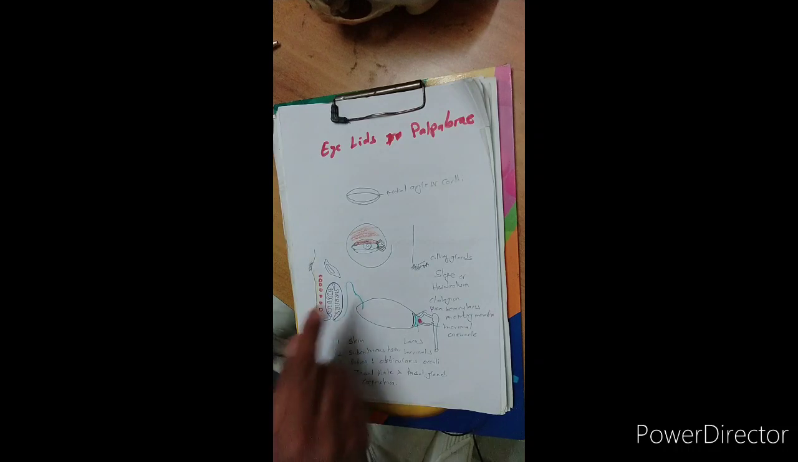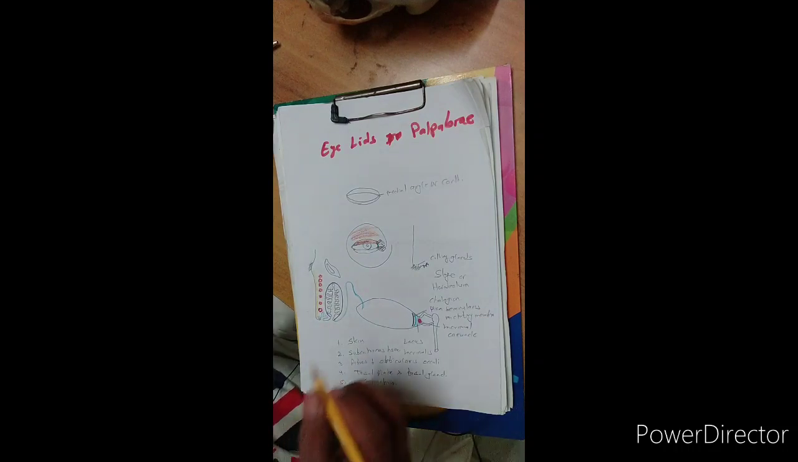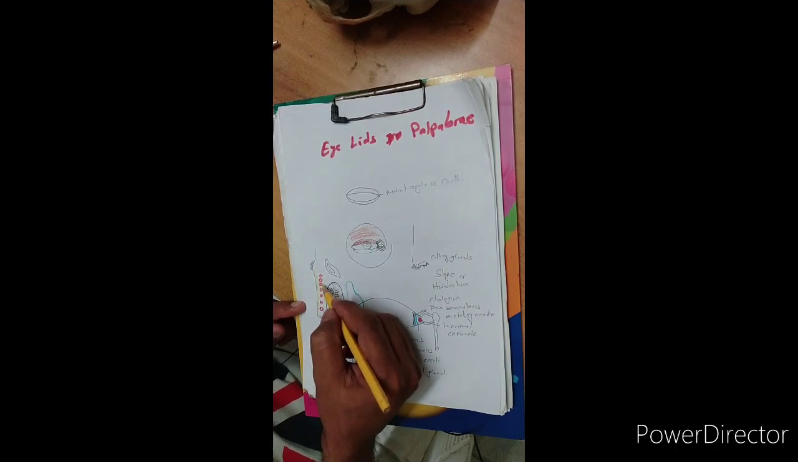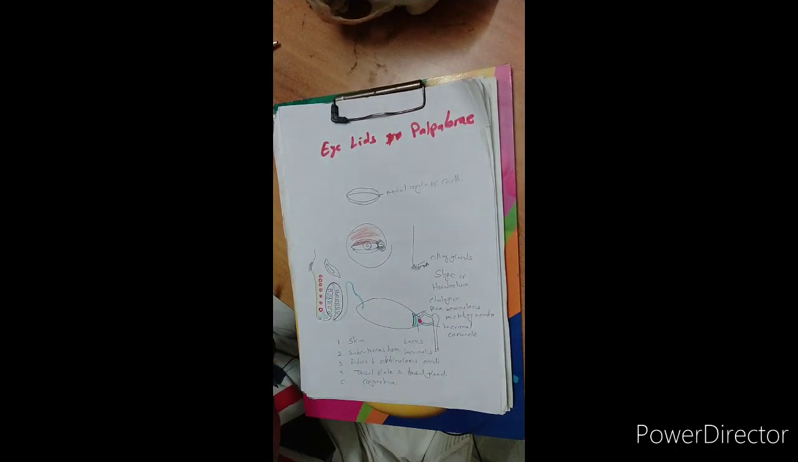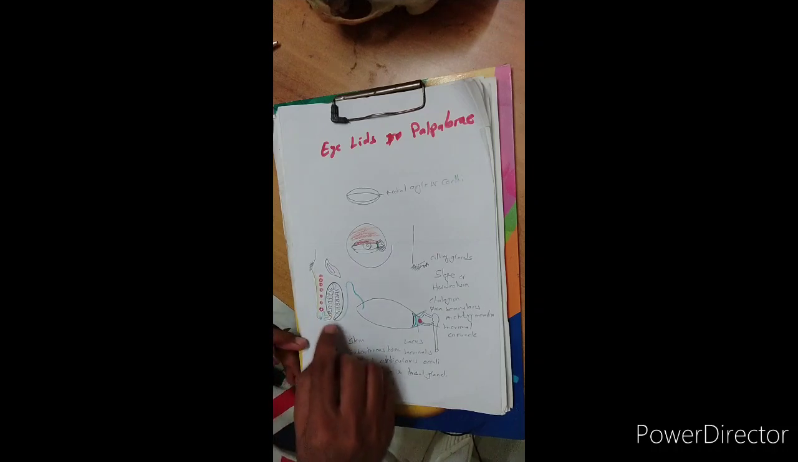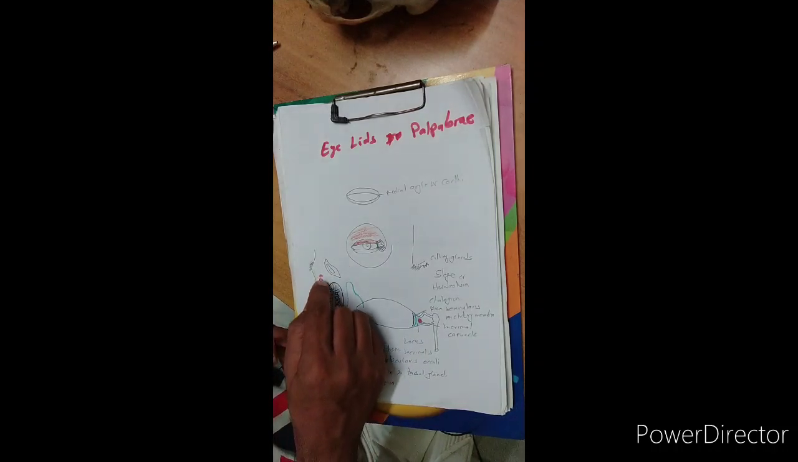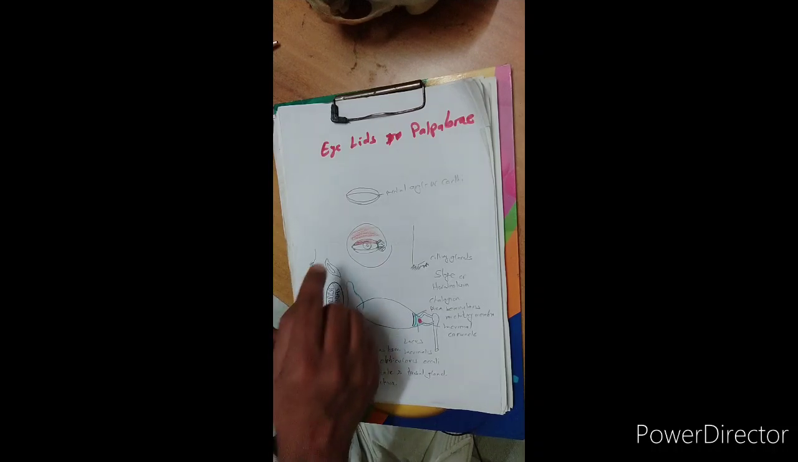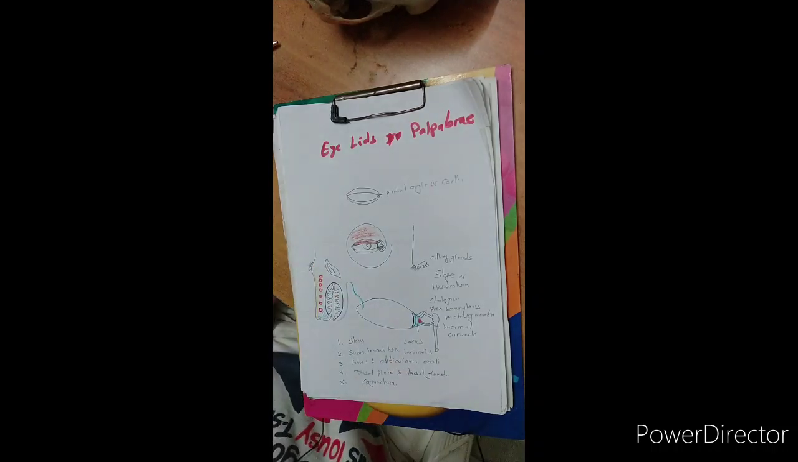Clear? So this is the orbicularis oculi muscle in cross section. Clear? Now, deep to the orbicularis oculi, there is a loose irregular tissue, the submuscular tissue, and this submuscular tissue continues with the subaponeurotic tissue of the scalp. Clear? So it is continued.